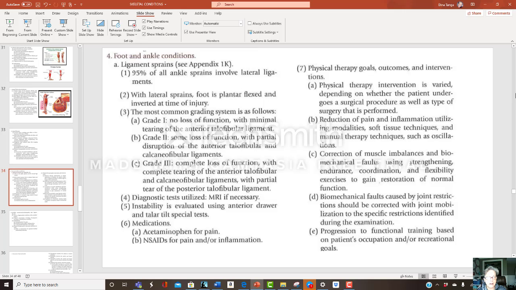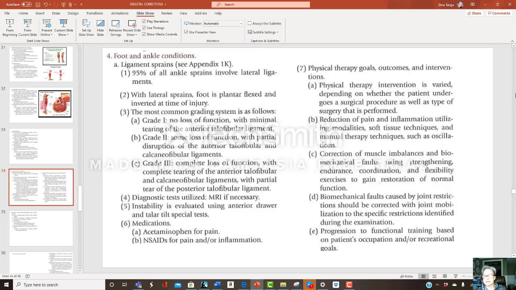Instability is evaluated using the anterior drawer and talar tilt special tests. Medications: acetaminophen for pain, NSAIDs for pain and inflammation.